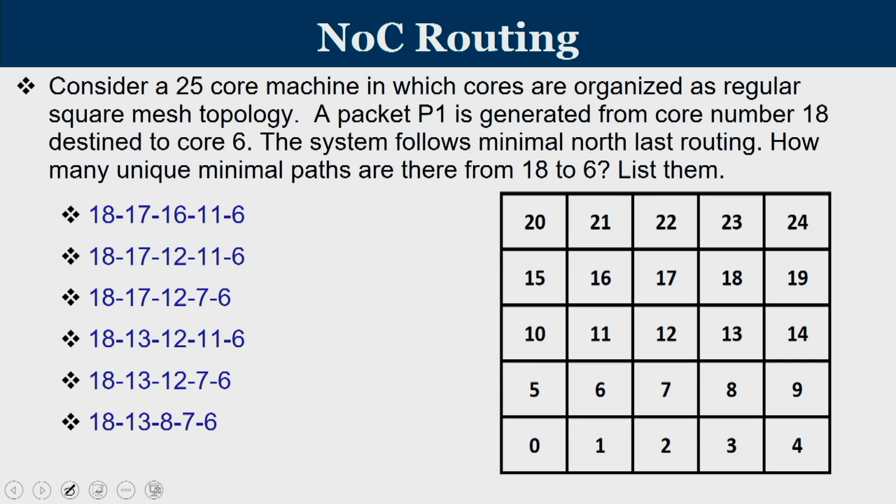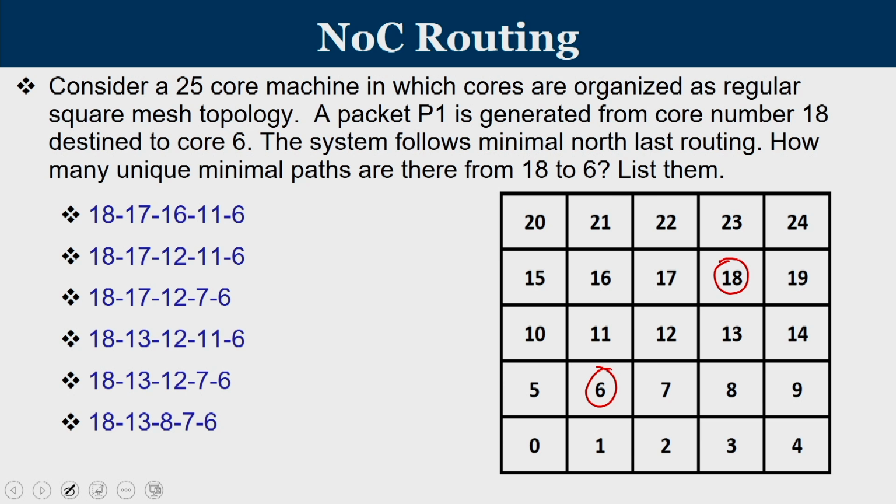Consider a 25 core machine in which cores are organized as regular square mesh topology. A packet P1 is generated from core number 18, this is core number 18, destined to core number 6. The system follows minimal north-last routing. How many unique minimal paths are there from 18 to 6? So, I am talking about a packet that starts from 18 to 6 in a 5 by 5 mesh interconnect.